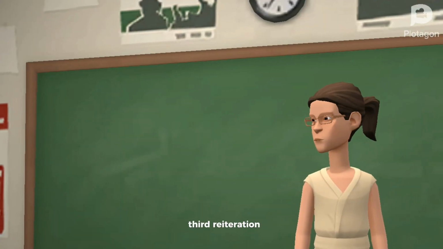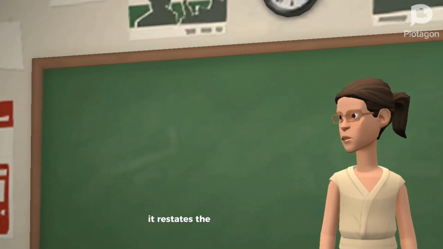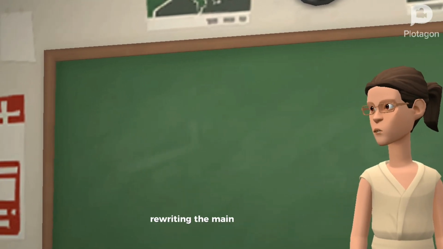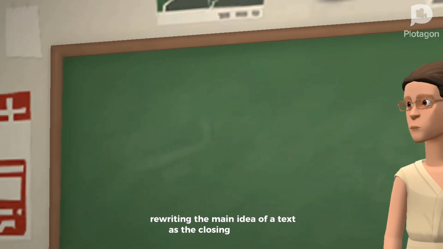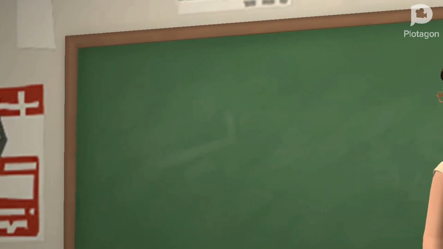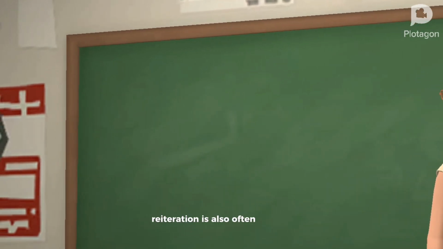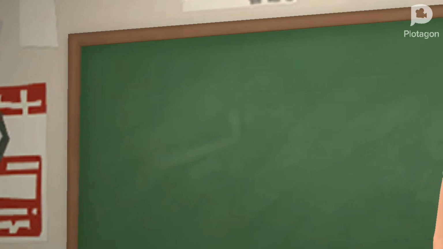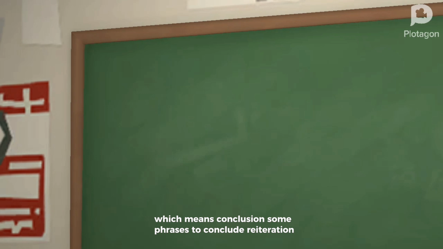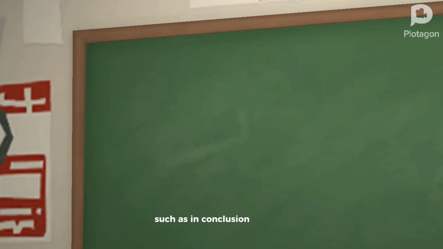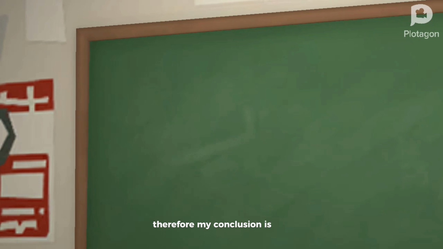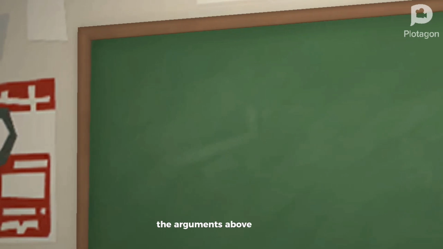Third, reiteration. It restates the writer's position to strengthen the thesis, rewriting the main idea of a text as the closing of the text without invitation or recommendation. Reiteration is also often referred to as a conclusion, which means conclusion. Some phrases to conclude reiteration such as, in conclusion, from the fact above, therefore my conclusion is, from the arguments above, I believe.